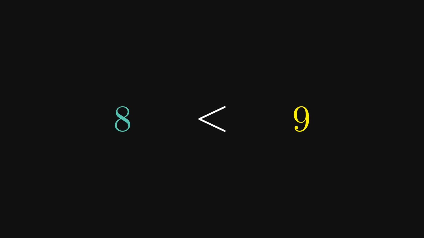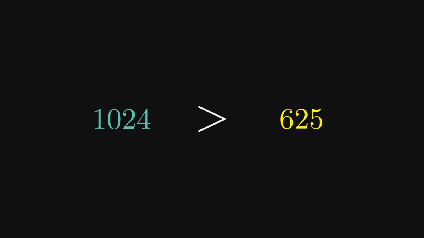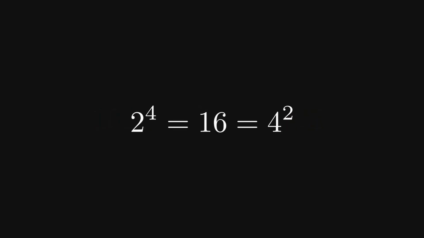The larger base wins. Easy, but let's try 4 to the power of 5, versus 5 to the power of 4. 4 to the 5th is 1024. But 5 to the 4th is only 625. Suddenly, the smaller base wins. And if we try 2 to the 4, versus 4 to the 2? They are both 16. It's a tie.